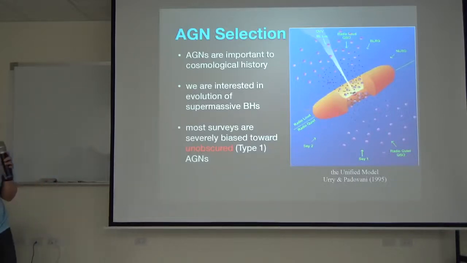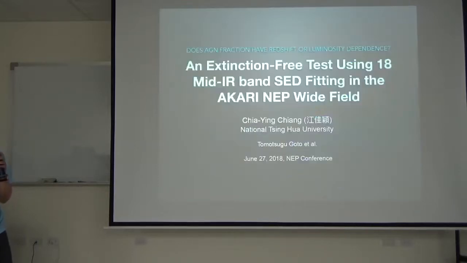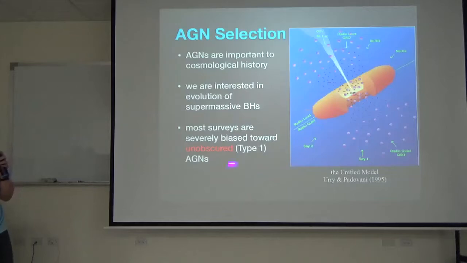But most surveys are severely biased towards obscured AGN, as you can see in the figure here. If you look at this angle, you can see type 1 AGN. But if you look at this one, it's blocked by a lot of things. So that's why we are trying to find more ways to find AGN in the universe.